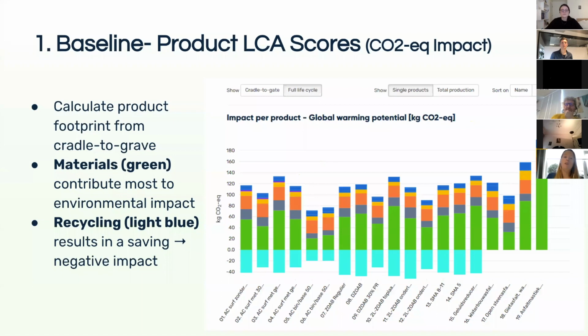And what I plotted in this figure is different asphalt mixtures. So you have different types of asphalt, for example, used as a top layer, or different mixtures used on highways compared to other local ways. So that's the difference. And then you have a certain score. You see that the materials in green contribute most to the environmental impact. And then in light blue, you see some savings and negative impact due to the recycling.